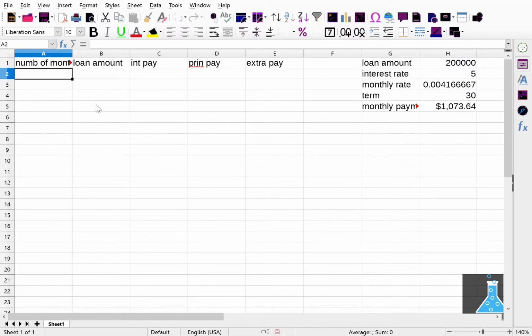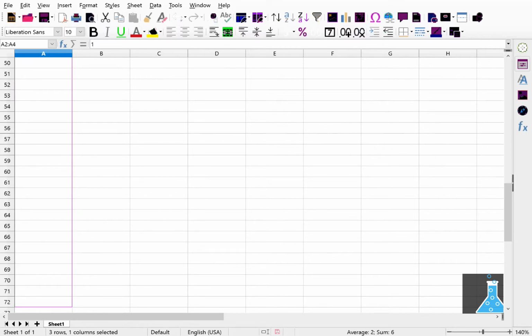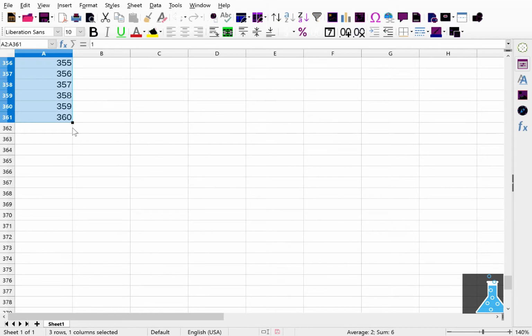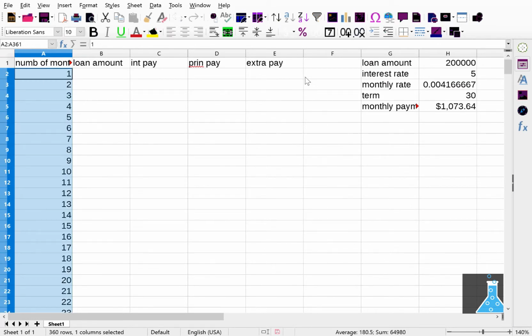Okay, so I want to calculate the number of months. So I'm going to say 1, 2, 3. If I select these three numbers, I can get this to autocomplete as I run this down. You do that by grabbing the square in the bottom right hand corner and dragging it down. I happen to know that a 30-year mortgage times 12 is 360, so we're going to be paying this thing for 360 months.